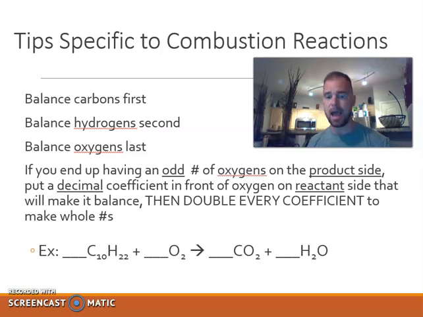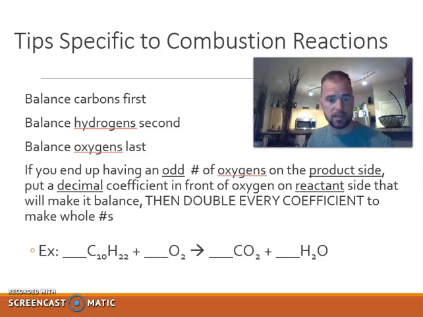So if that happens, and you end up having an odd number of oxygens on the product side, there's a trick. Put a decimal coefficient in front of the oxygen on the reactant side, and that's going to make it balanced, and then you just double all the coefficients. Let's look at an example so you know what I'm talking about here. Okay, so let's take a look at this one here.